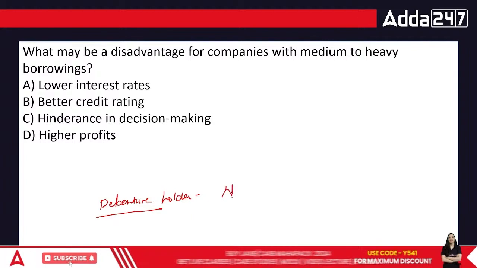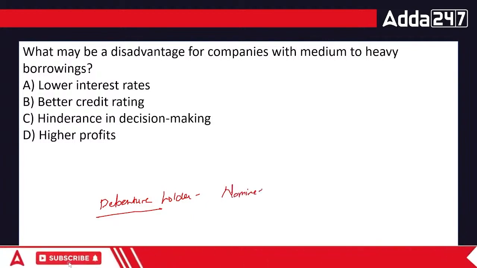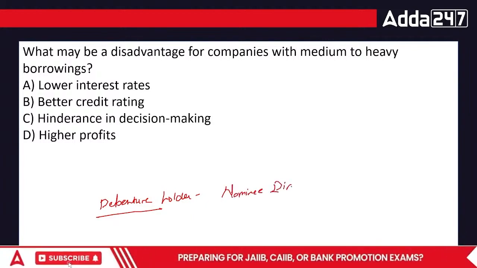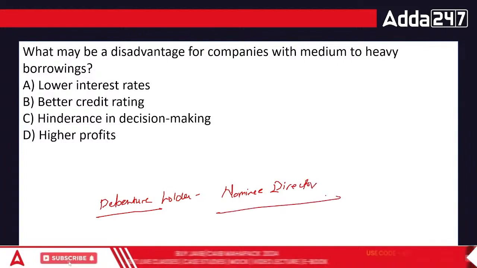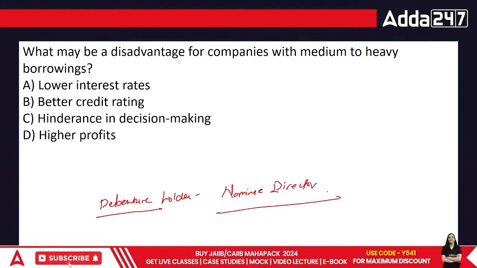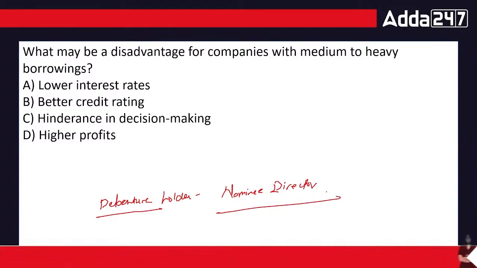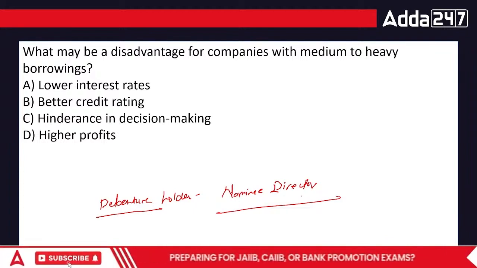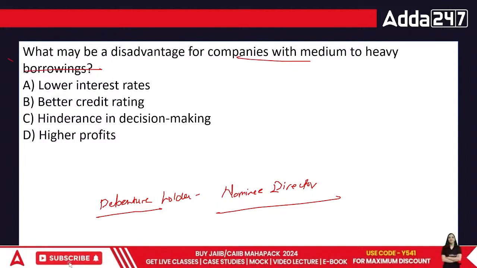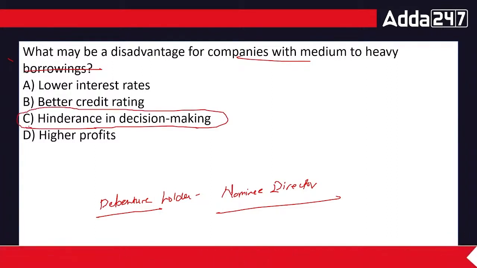to bring up a nominee director. This nominee director does nothing, but he just makes sure that the money given by the debenture holders is not wasted, or is not used in an undue manner, or is not exploited. So in this case, it may be a disadvantage of companies with medium to heavy borrowings that you cannot take decisions with your own independence.